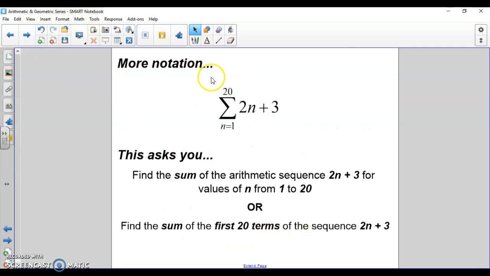Another notation you're going to see is this. All that's saying in words is find the sum of the arithmetic sequence 2n plus 3 for values of n from 1 to 20. So this bottom number is where the first term starts. I'm just going to give it to you as the first term of the sequence. The top number is the last term in the sequence that we're looking at. So between 1 and 20, this is your arithmetic sequence, and we've got to find the sum of those first 20 terms.